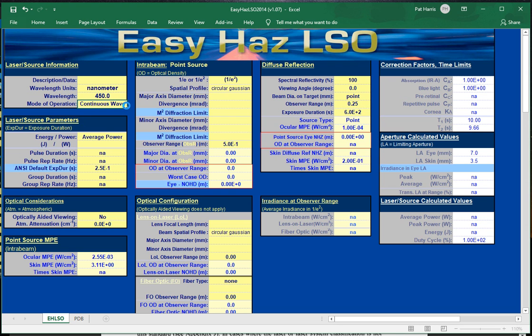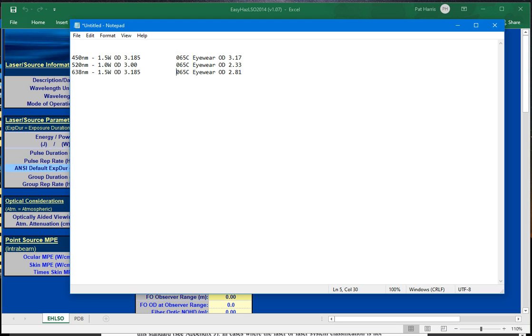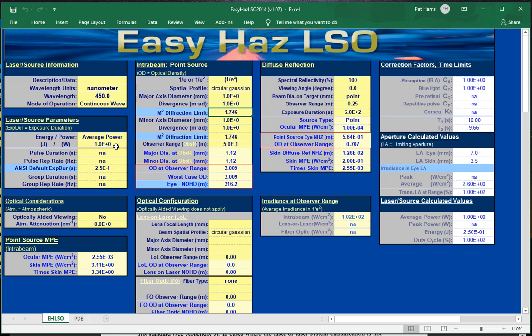At 450, we have 1.5 watts, sorry, and we'll use a small beam. That gives us an OD of 3.1385. That would be the same for the 638. Also, since the MPE is the same throughout the visible, we'll get the same OD value if we're running the same power. And of course, at 520, that is 1 watt, and that's going to be an OD of 3.